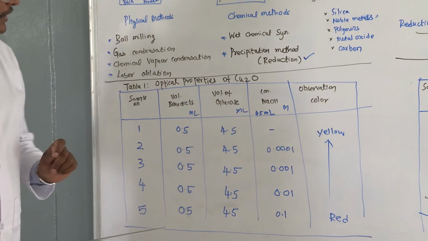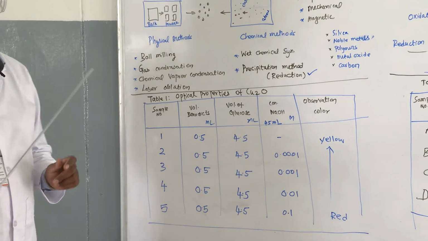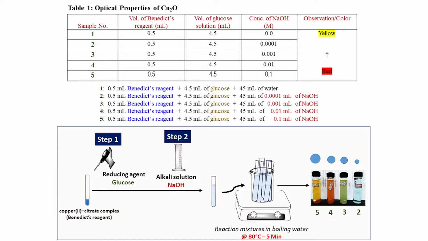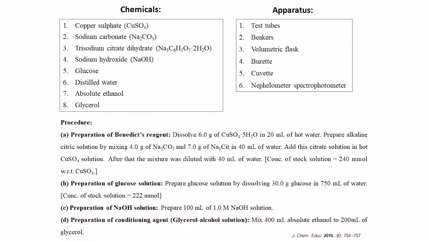So let's go to the experiment. What we need is a Benedict solution, which is bluish in color, a glucose solution, and a sodium hydroxide solution of various concentrations.